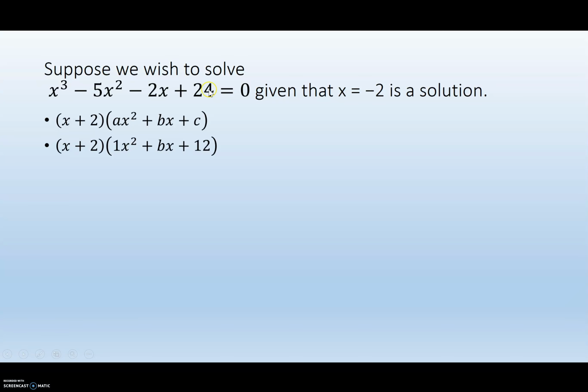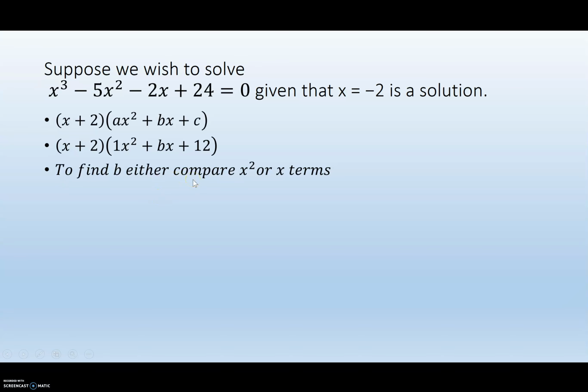And looking back at the constant 24, we know we should be getting 24. We already have 2. So 2 times what makes 24? That must be 12. So the c value is 12. So we figured out a and c. Then figuring out b is pretty easy by comparing the terms.